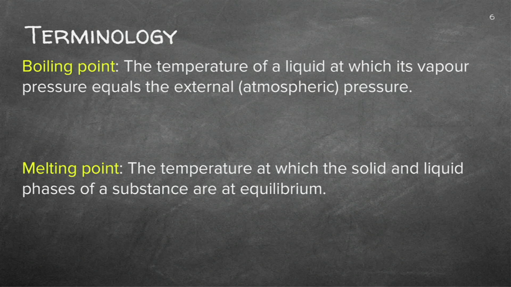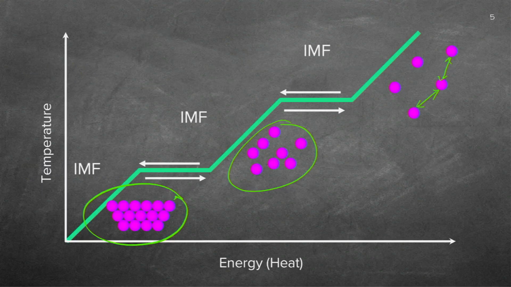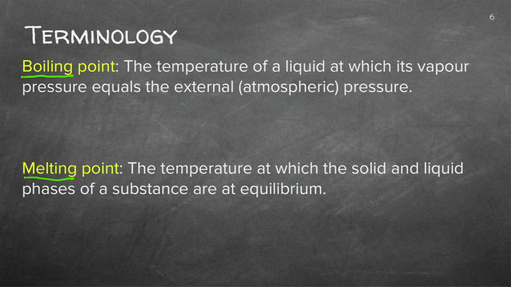Now the two words that you've got to be able to define, the two aspects, will be boiling point and melting point. Now you know when we did this experiment, it was a solid going to a liquid. That we call melting. And when a liquid goes to a gas, we call that boiling. So what is this specific point and what is that specific point? You've got to know those two definitions.